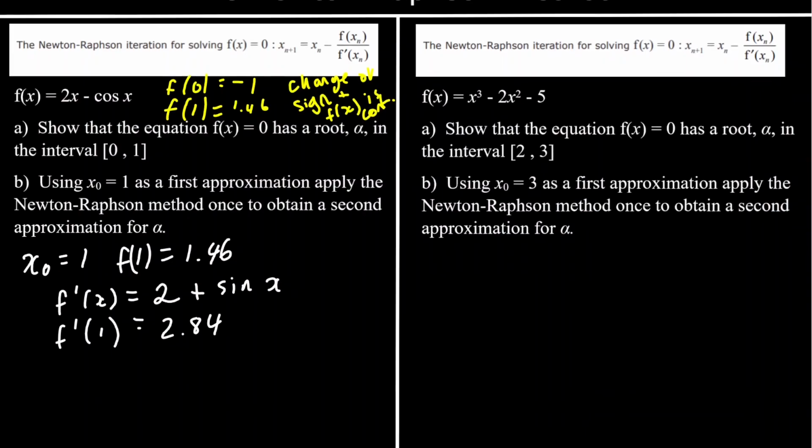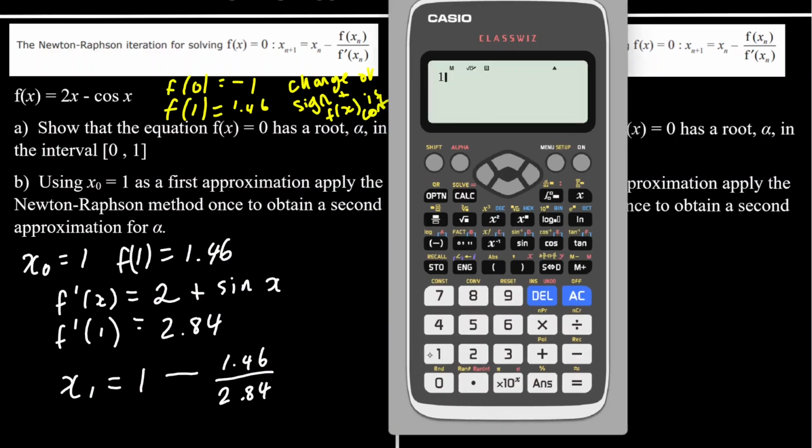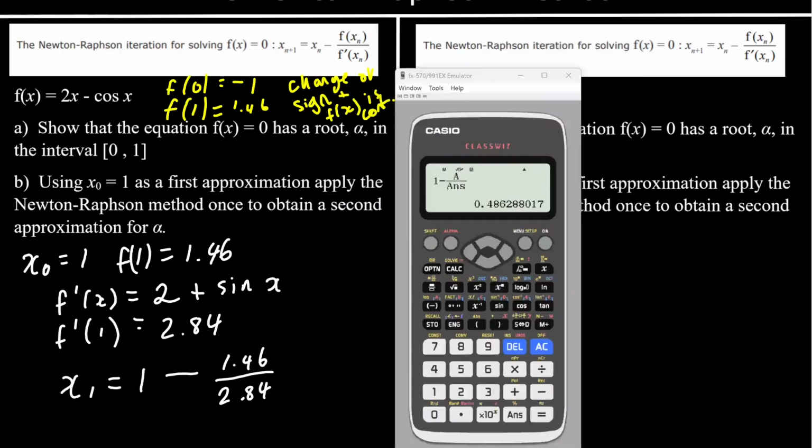So the Newton-Raphson method says that x1, our next approximation, is our previous one, which was 1, take away f of 1, which was 1.46, over f prime of 1 in our gradient function, 2.84. So 1 minus a over our last answer, 0.486.